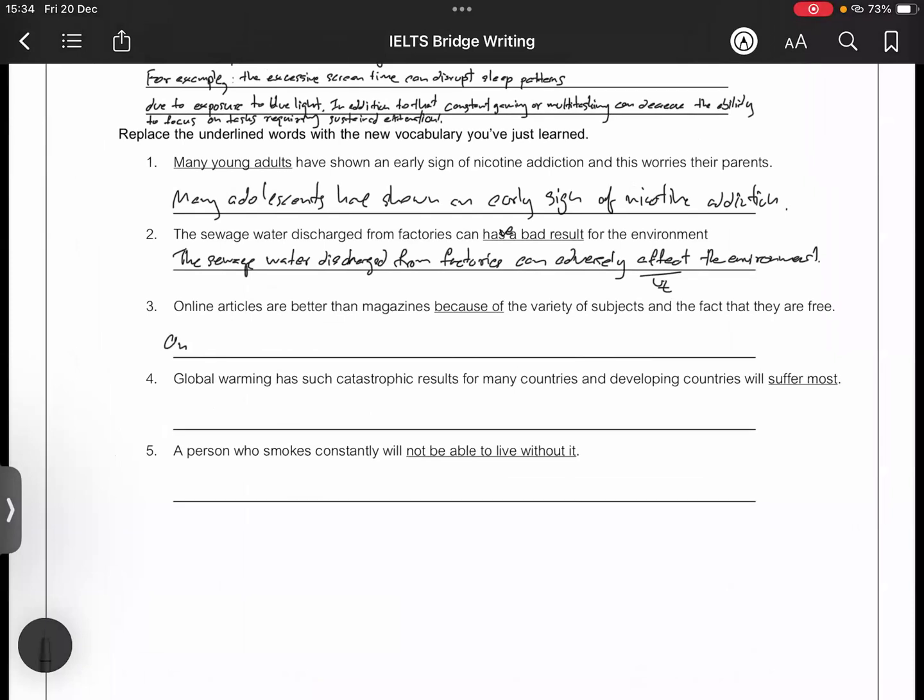So we can rewrite it as online articles are better than magazine owing to the variety of subjects and the fact they are free. All right.